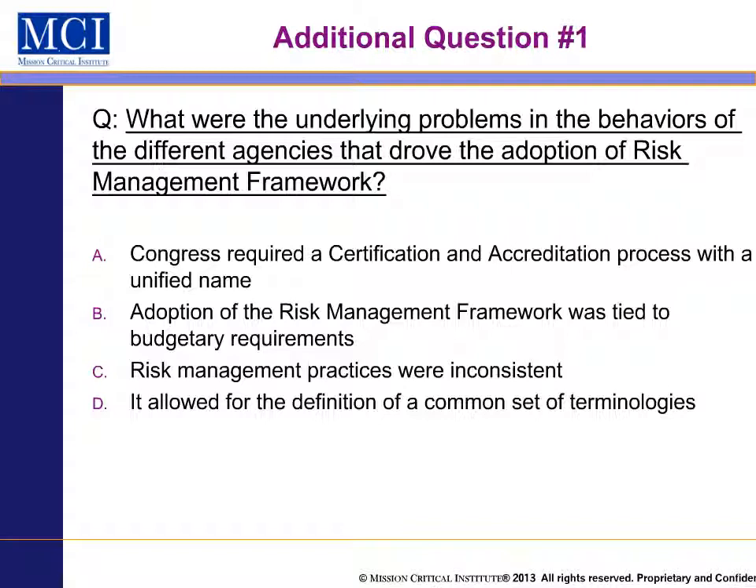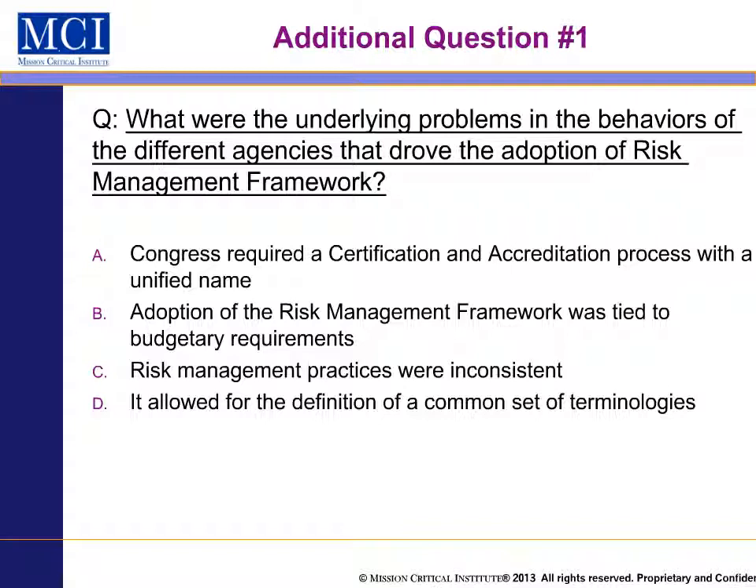Well, yes, risk management framework did put more emphasis on the fact that you had to have a budget, that you had to be able to pay for your security controls and your security assessments and everything else that had to do with the whole concept of implementing a security environment. But it didn't necessarily mean that the framework was tied to that. That was just part of the requirements from the framework.